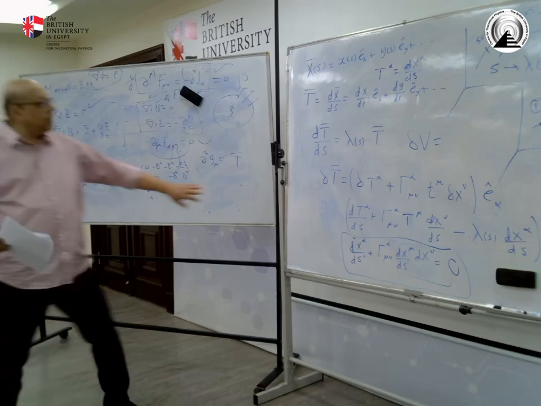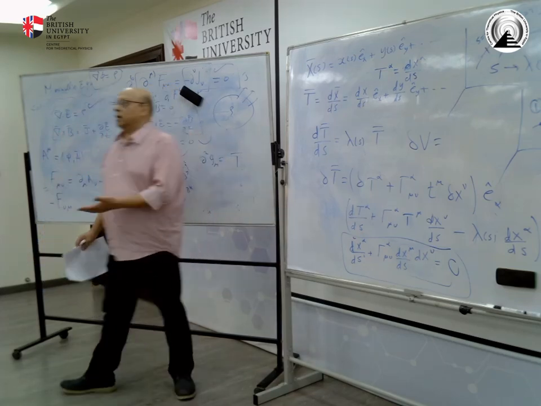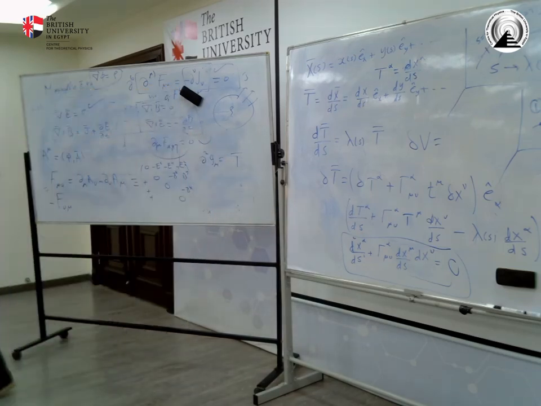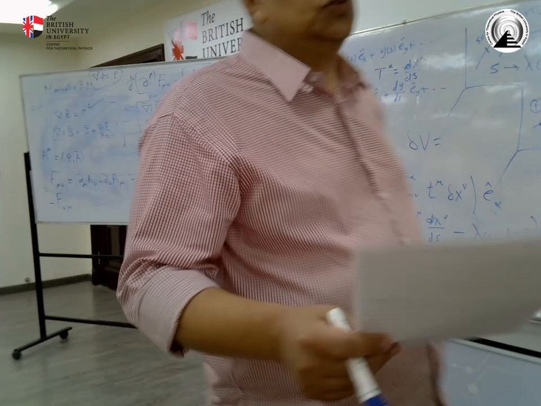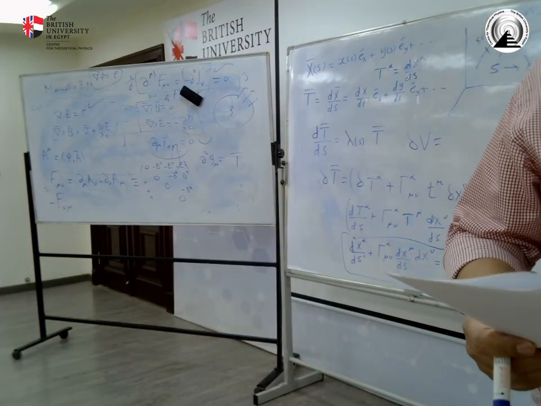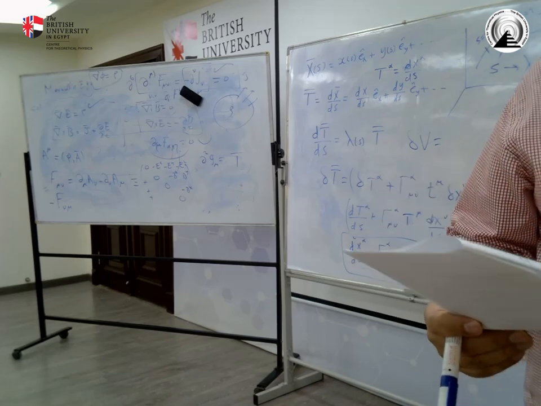So we obtained half of GR right now, and our target is to get the other half, the Einstein field equations, okay? Let's try to do part of this time, and maybe next time we'll do the other part.